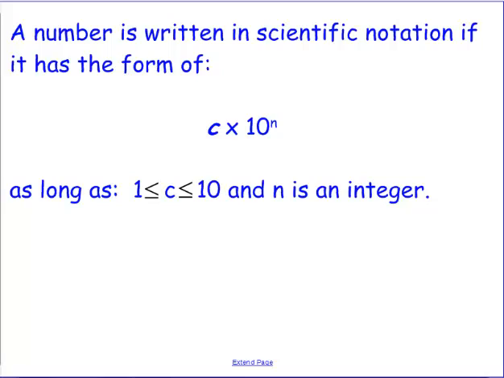A number is written in scientific notation if it has the form of c times 10 to the power of n. Notice that x in this case actually does represent multiplication. Some number times 10 to the power of n. Two qualifiers. C must be a number less than or equal to 10 and greater than or equal to 1. It's some number in between 1 and 10, whether it be 4.5, 6.3, 1.2. And notice n is an integer. You have integer exponents.